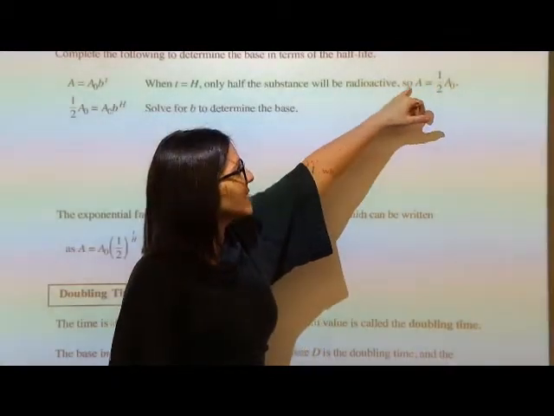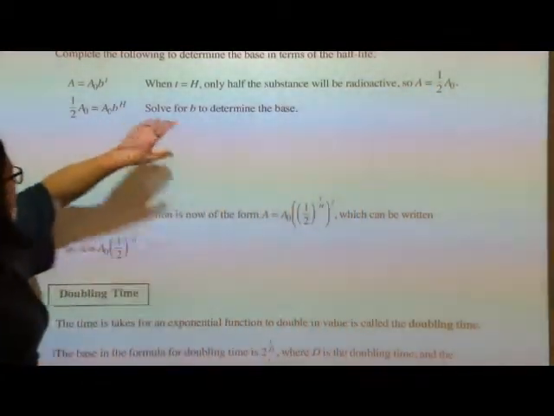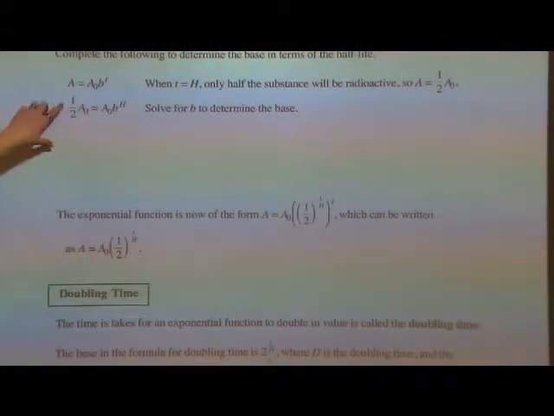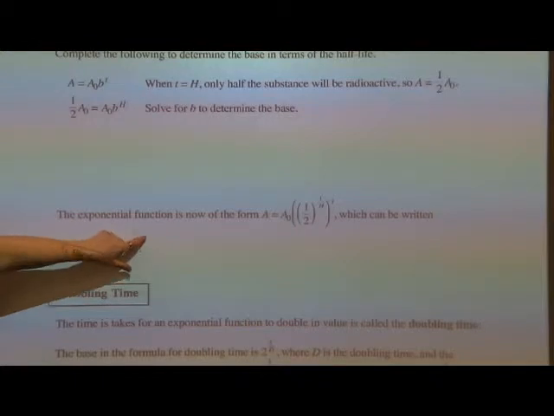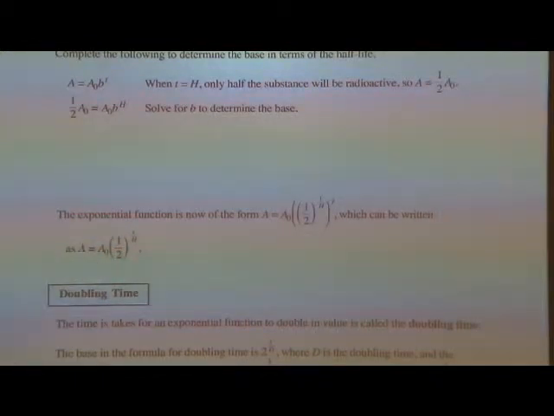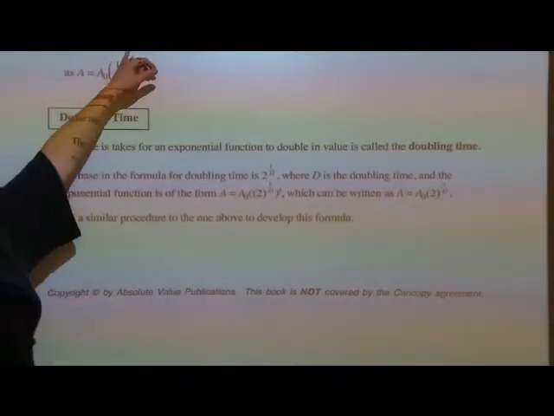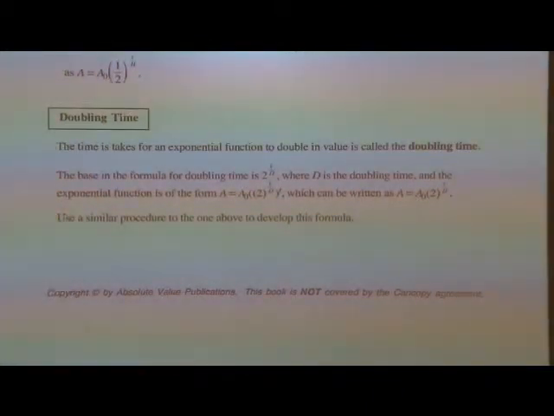So I get that the final amount is equal to half the initial amount. That's what I substitute into this formula. When I put the two formulas together, that's where the t over h comes in. What you need to remember is what the t and the h are. T is the time that has elapsed. H is the half-life of the material, because scientists have determined how long it takes for different materials to break down into half the amount that they started off with.